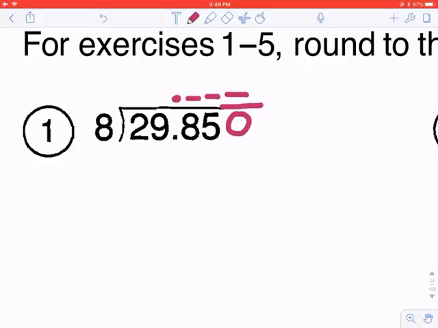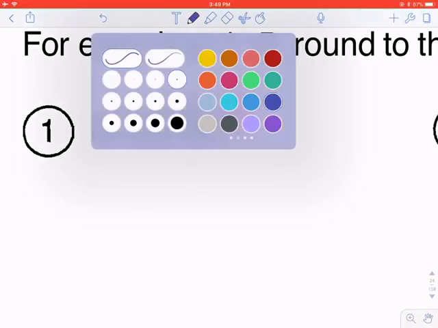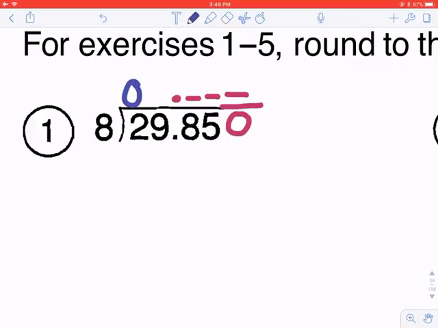All right, hopefully you're ready to go over this one. So I start with how many times does 8 go into 2? It doesn't. So I'm going to write a 0 there. I'm going to move on to the next column. 8 goes into 29 3 times. 8 times 3 is 24. Subtract, get 5, bring down the 8.